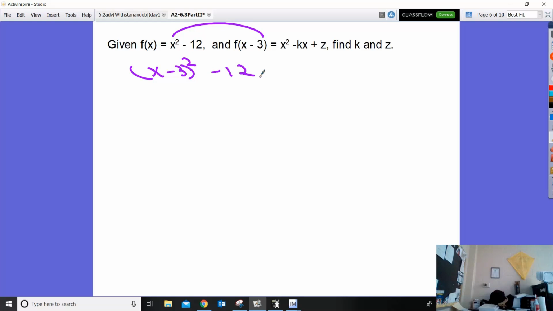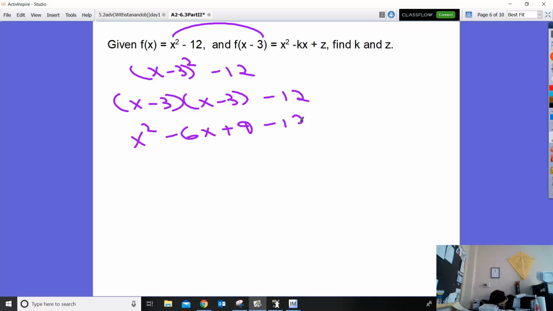What's x minus 3 squared? Yes, you're right. Anyways, x minus 3 times x minus 3, you'd have an x squared, you'd have a minus 3x, you'd have another minus 3x. So how many x's you taking away? Taking away 6 of them. Plus 9, and that's right. 9 minus 12 is 3.